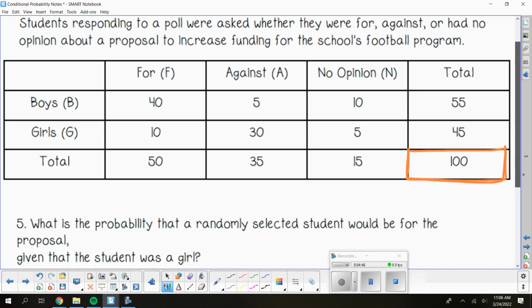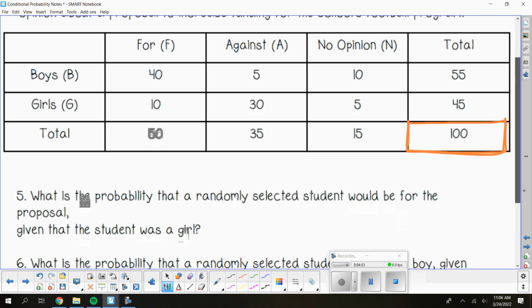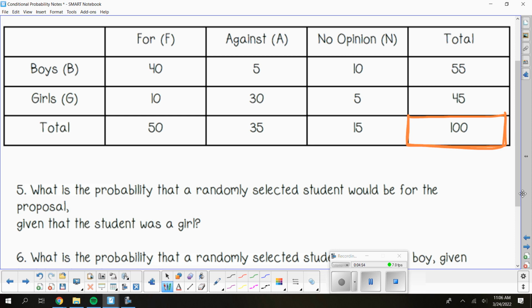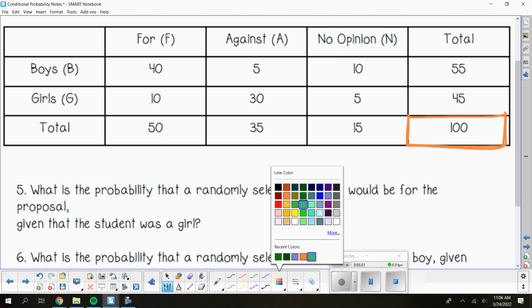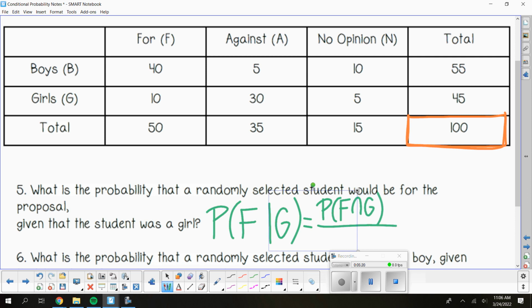So when you're given a table like this, you really want to just hone in on what we're specifically talking about. So we have, what is the probability that a randomly selected student would be for the proposal given that the student was a girl? If I wanted to write this in conditional probability format, probability for, well, for is letter F, given, so that's the bar, the student was a girl, and girl is letter G. So remember, if I want to rewrite my formula, that's the probability of F and G divided by the probability of G.